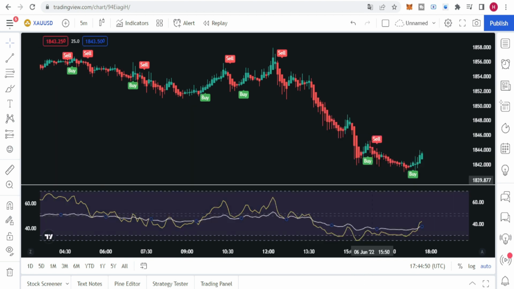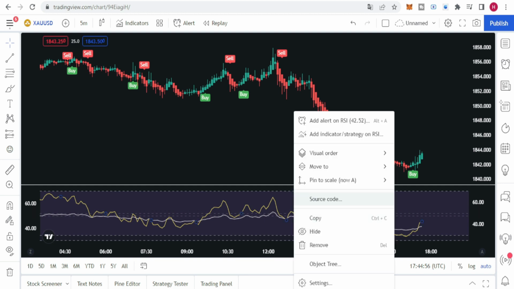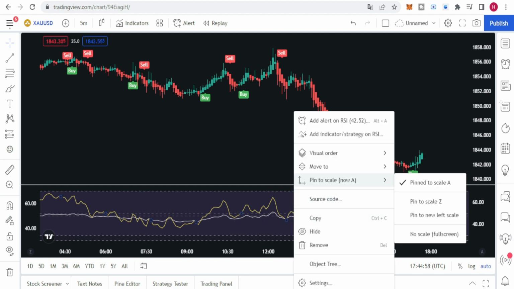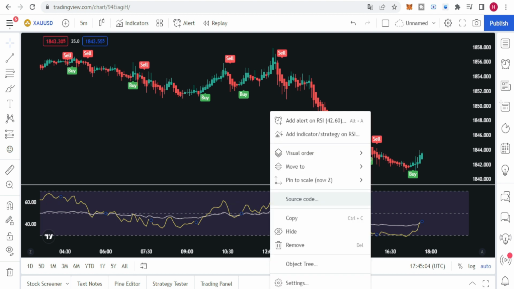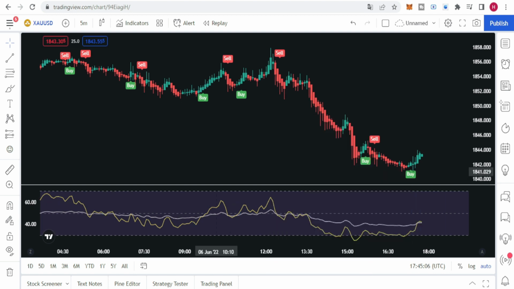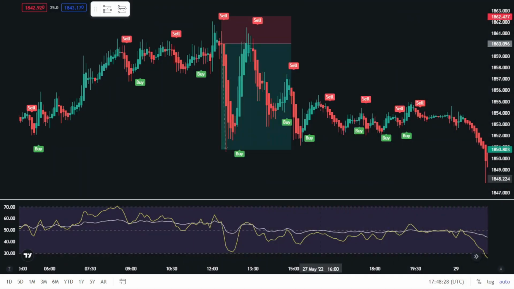The last thing we need to do is to go to Settings and click on Pin to Scale and choose this option, Pin to Scale Z. And we simply apply it for both indicators. Now, after setting up both our indicators, it's time to see how we can apply this strategy in order to find profitable trades.